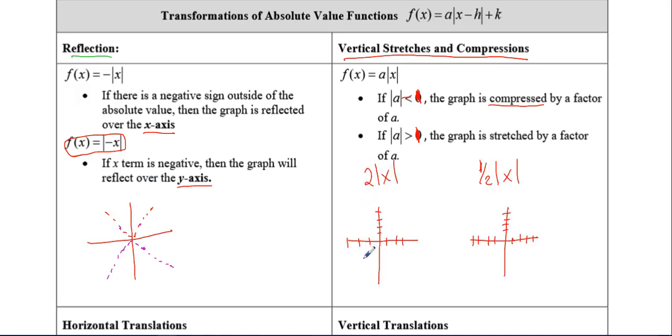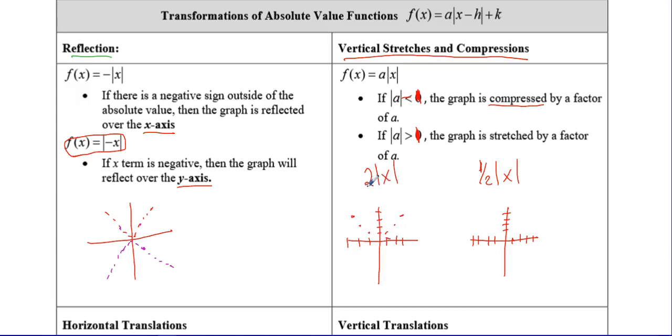Okay, so as you can see, I've added these real quick graphs to show you the difference between if it's a compression, because a is less than 1, or a stretch if a is greater than 1, and what that would look like. So again, the parent function would be here at 1, 1, 2, 2, 3, 3. Right? So here's my parent function.